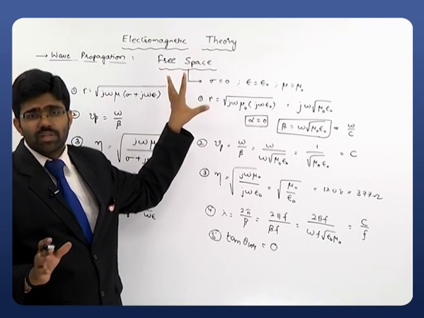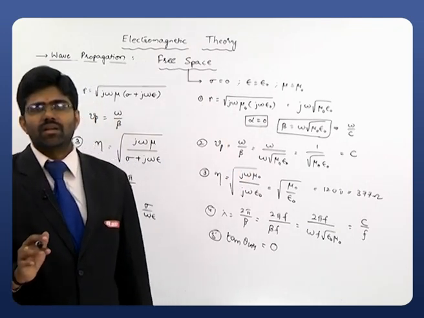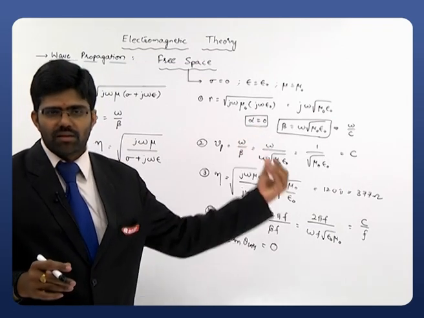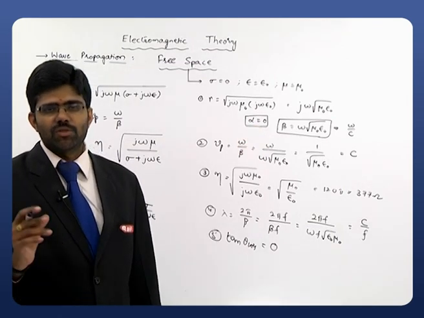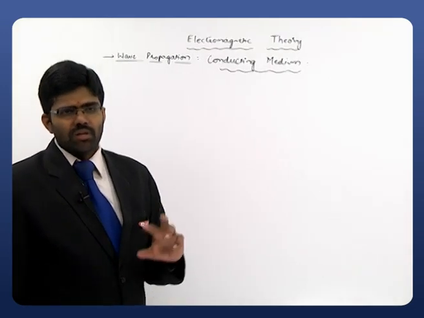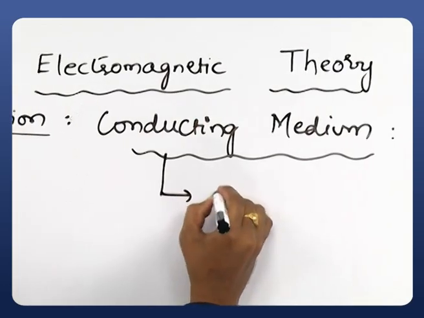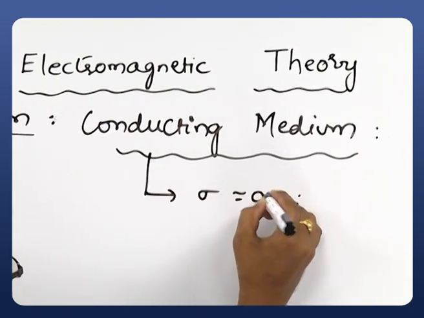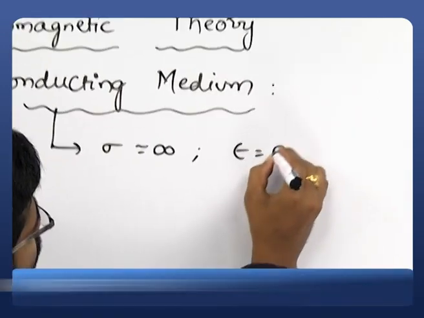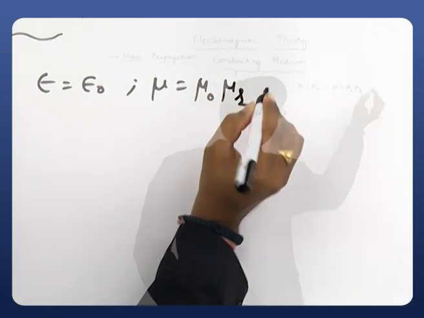This is our third medium that we discussed, and the last medium we are going to discuss is the conducting medium. If we apply a wave to the conductor, how will these characteristics be defined and what happens to that particular wave, we will discuss now. For the conducting medium, sigma is approximately infinite, a very high value, epsilon is equal to epsilon naught, and mu is equal to mu naught mu r.